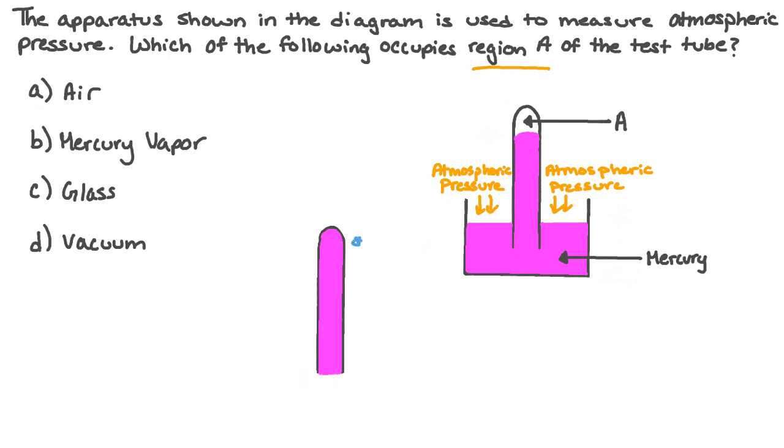Because the test tube was full before and now it's not, that means that there is a vacuum left in this space. Leading us to answer choice D, vacuum is what occupies region A of the test tube.